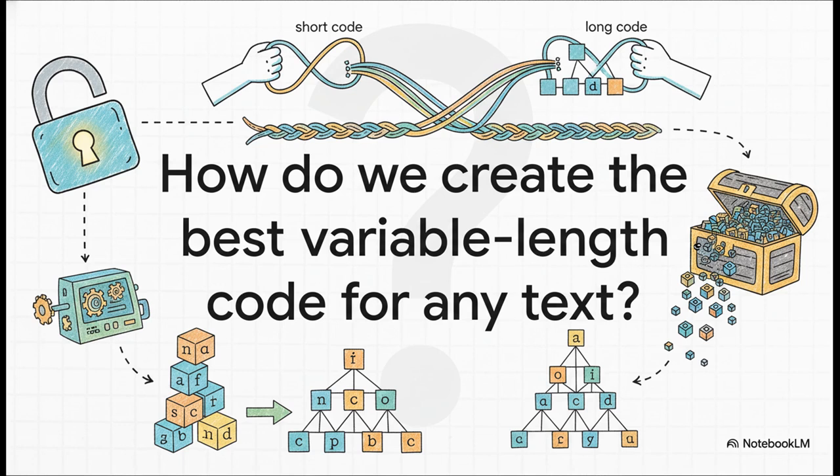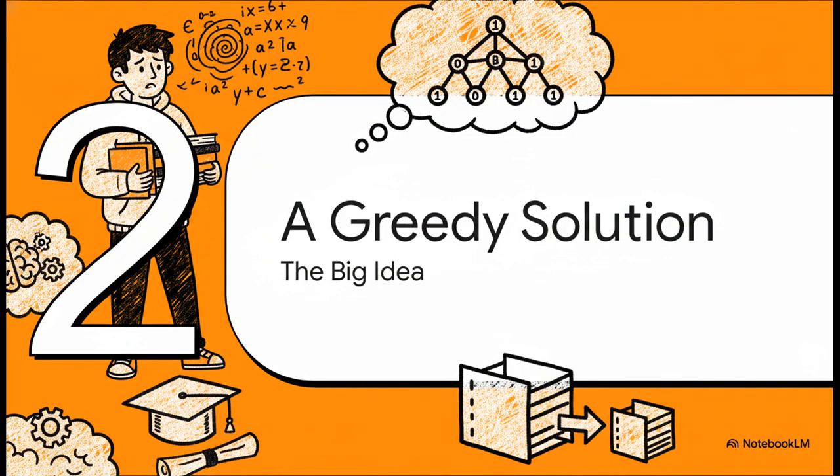And that leads us to the million-dollar question. It's not enough to just randomly assign short and long codes. To get the absolute best compression, we need a reliable system, a method to generate the perfect, the optimal set of codes for any chunk of data. So how do we actually do that? Well, the answer lies in a really cool strategy called a greedy algorithm.